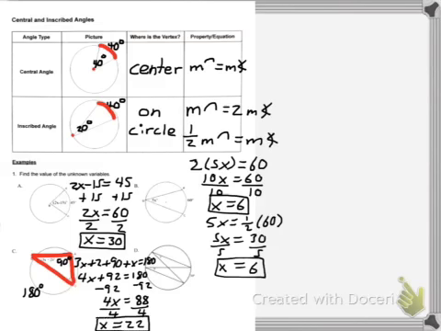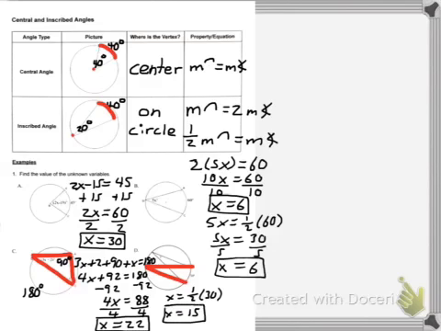In our final example here, we have two variables to solve for, x and y. Let's look at x first. X is an inscribed angle that opens up to this arc angle of 30 degrees. So remember that an inscribed angle is always half as big as the arc angle. So I could say that x equals 1/2 of that angle, 30 degrees. Well, what's 1/2 of 30? 15, so x equals 15.